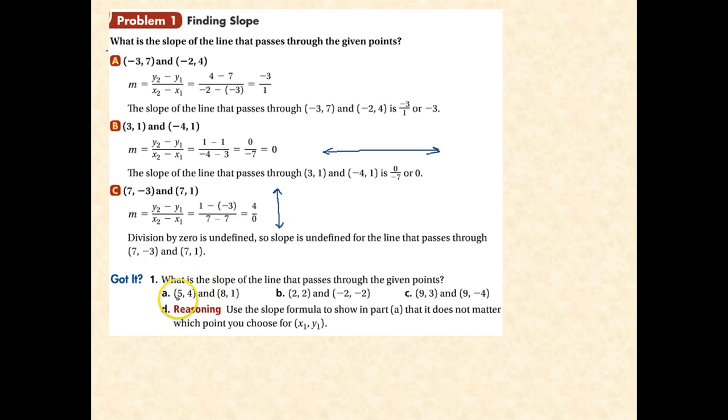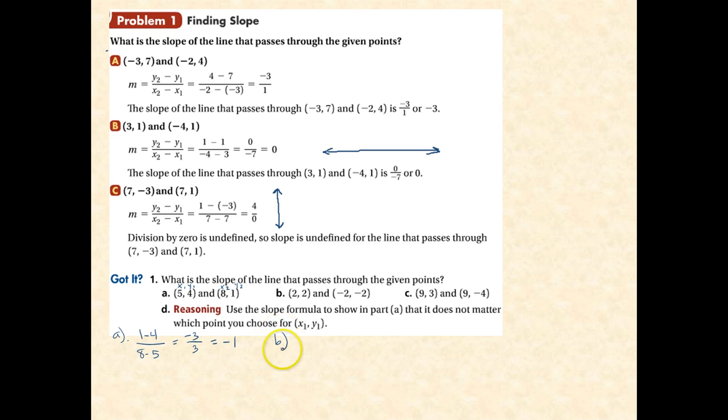Alright, so A is 5, 4, and 8, 1. So, if this is x1 and y1, and this is x2 and y2, then y2 minus y1 is going to be 1 minus 4. And x2 minus x1 is 8 minus 5. And that is, 1 minus 4 is negative 3. 8 minus 5 is 3. Negative 3 divided by 3 is negative 1.